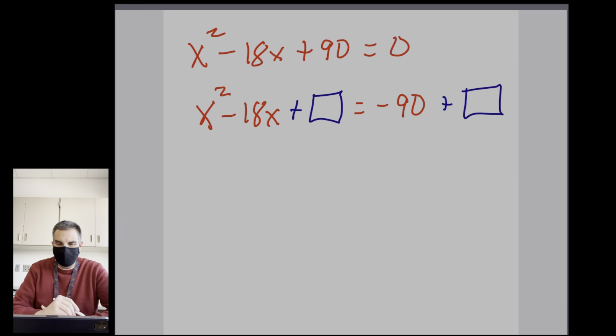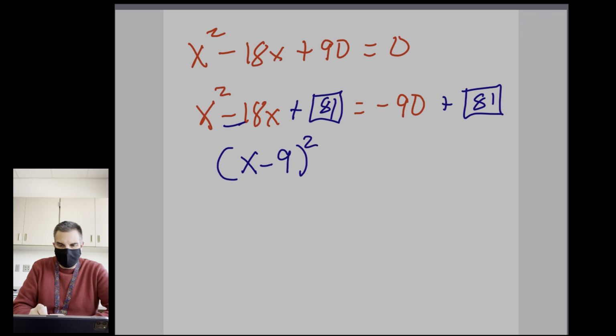So we have to put it on both sides. Half of 18 is 9. 9 squared is 81. So we're going to add 81 to both sides. Factor this. X, that's a minus, so it's going to be minus. Half of 18 is 9. And this is going to give us negative 9.